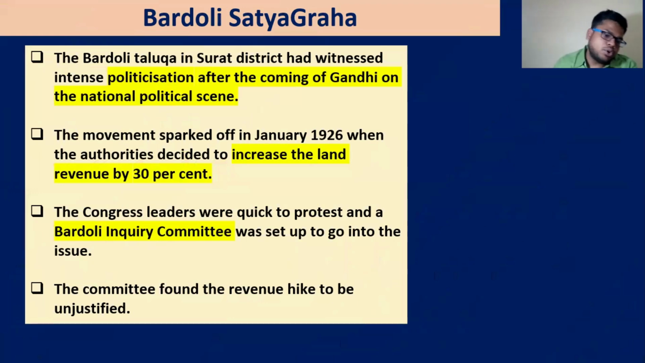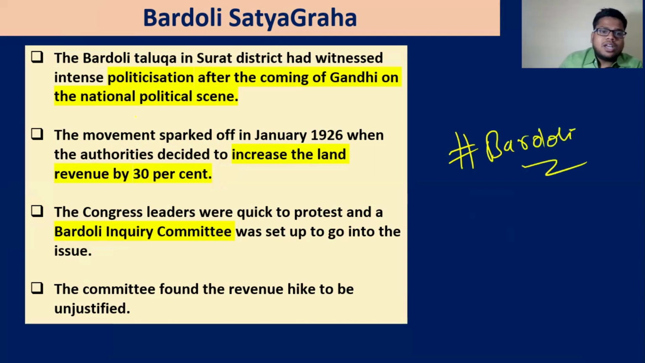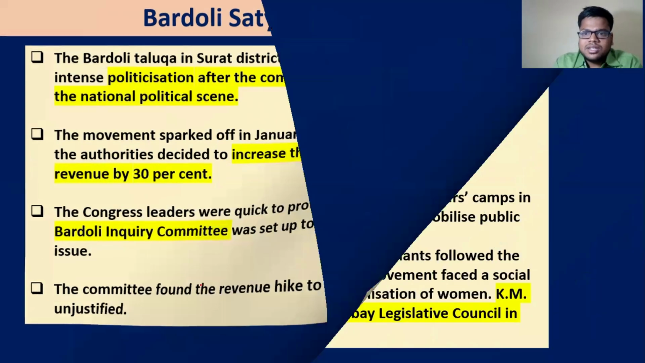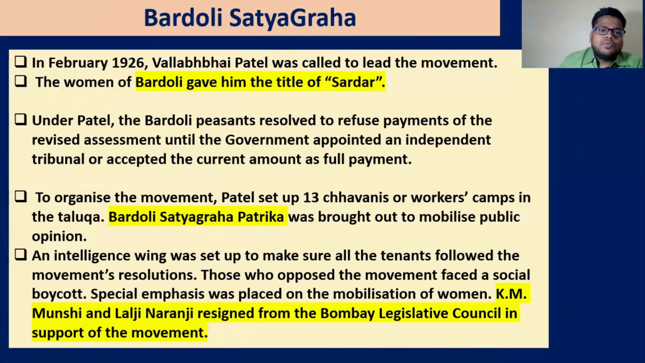Then the last satyagraha that we're going to discuss, and a very important satyagraha, is the Bardoli Satyagraha. Bardoli Taluk in the Surat district witnessed intense politicization after the coming of Gandhi on the national political scene. A movement sparked off in January 1926 when the authority decided to increase the land revenue by 30%. Obviously, there were protests from the Congress side. Congress formed the Bardoli Inquiry Committee, and they found that this 30% hike is unjust. So Vallabhbhai Patel was called to lead the movement, and the women of Bardoli gave him the title of Sardar.